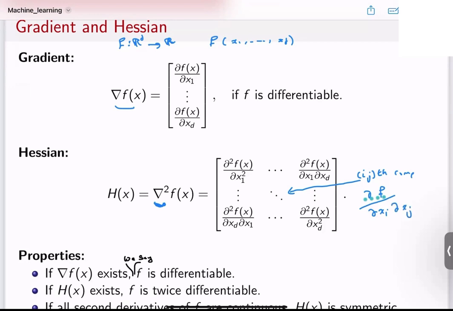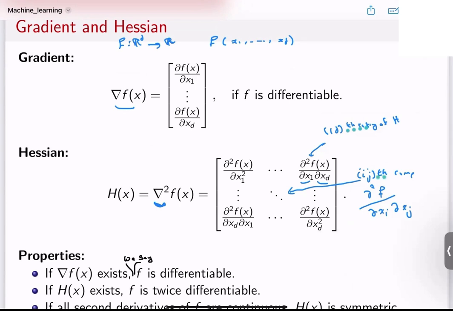Okay. So for example, this entry, it's the 1D entry of H, the matrix H. So what we're gonna do, we're gonna differentiate f first with respect to xD, and then we're gonna differentiate it with respect to x1. This corresponds to i equals 1 and j equals D, and so on and so on.